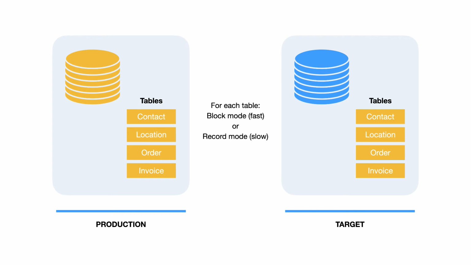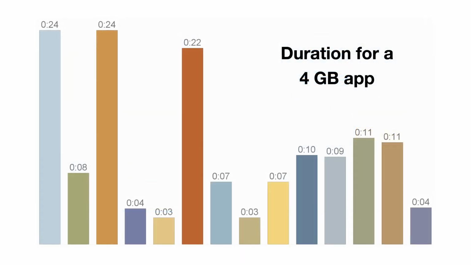This means that the duration of how long it will take for the tool to run can vary from one deployment to the next. And we can see an example of that here. These are durations for an app that is approximately 4 gigabytes in size. And this data was taken over a period of approximately 1 year. We can see from this that the duration here has been as fast as 3 minutes and as slow as 24 minutes.